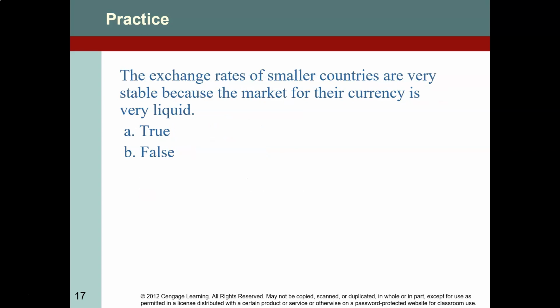Another practice: the exchange rates of smaller countries are very stable because the market for their currency is very liquid. Is this true? No, it's not. Usually in smaller countries, the currency market is not as liquid and their exchange rates are not as stable. It's on the contrary: large countries such as the United States or Canada have exchange rates that are much more stable than other smaller countries.